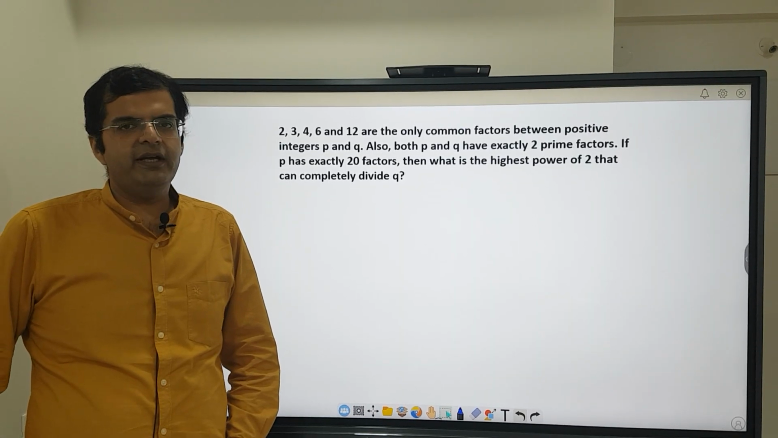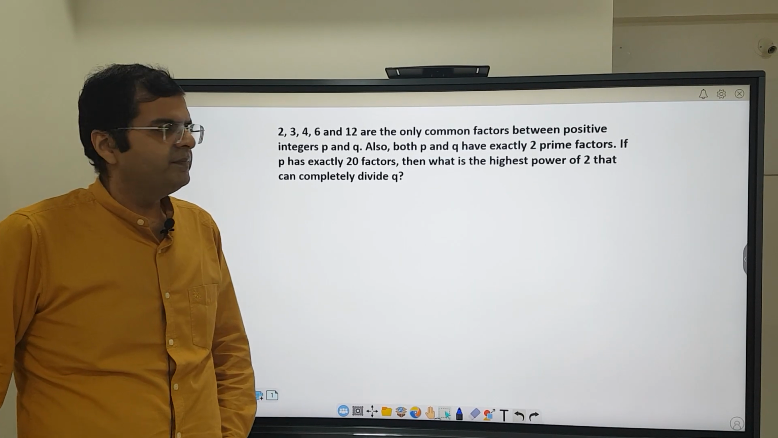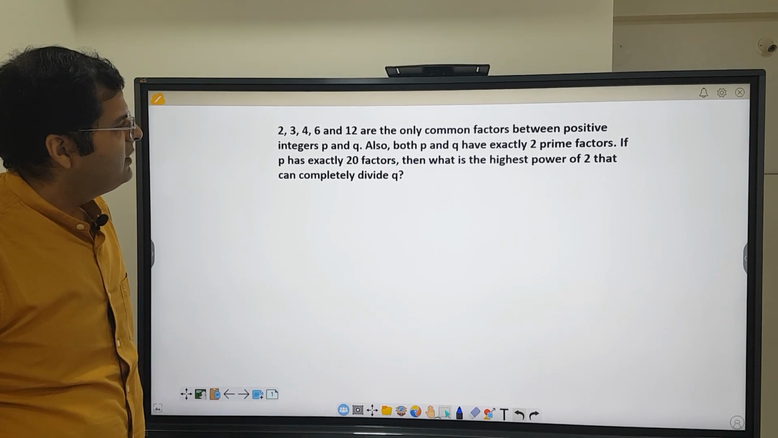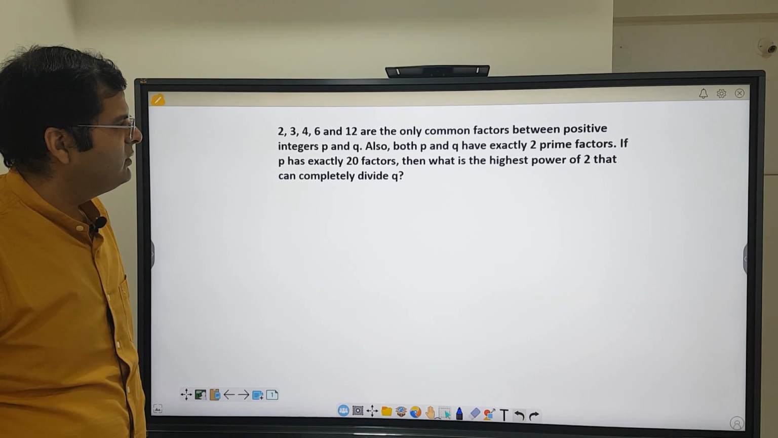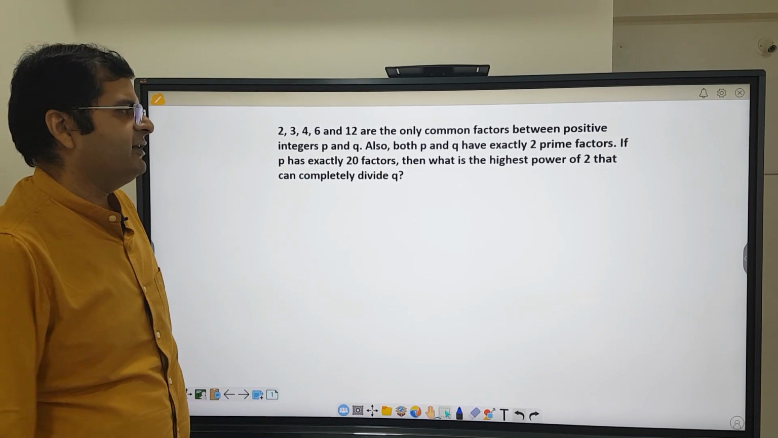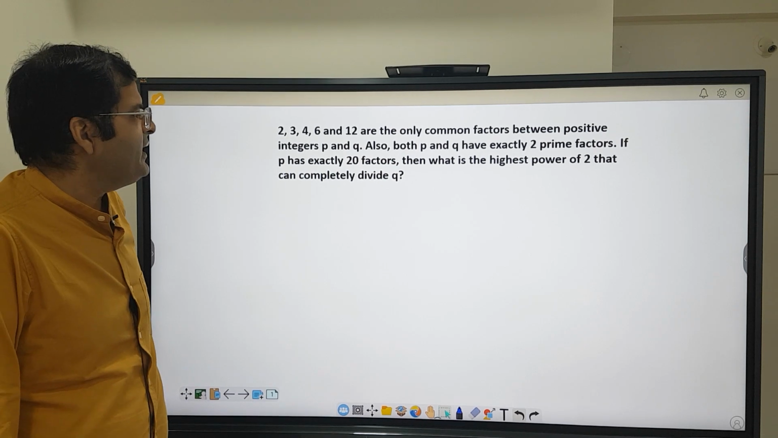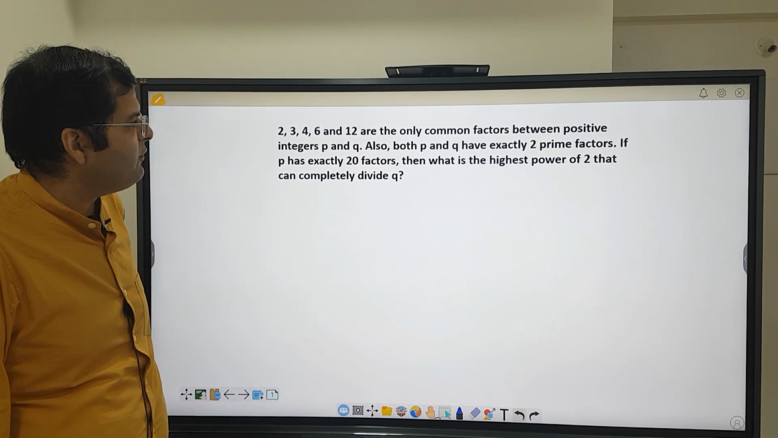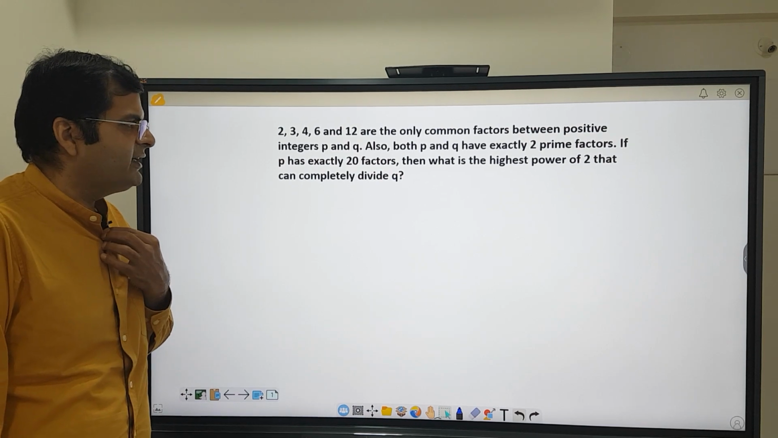So this is the 49th question of the number theory chapter. The question says 2, 3, 4, 6 and 12 are the only common factors between positive integers p and q. Also, both p and q have exactly 2 prime factors. If p has exactly 20 factors, then what is the highest power of 2 that can completely divide q?